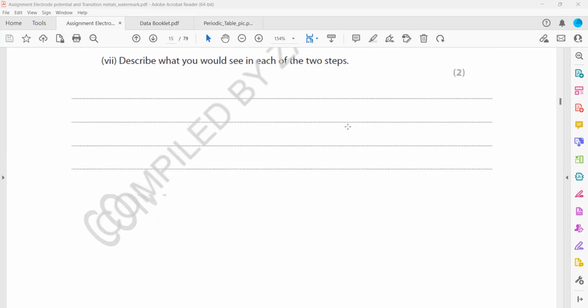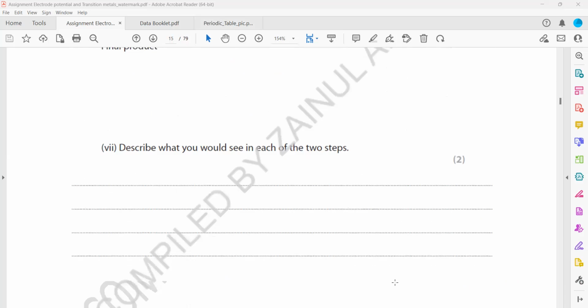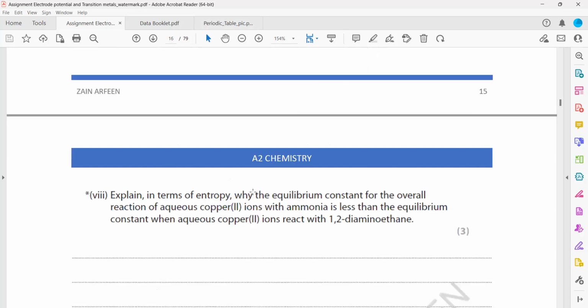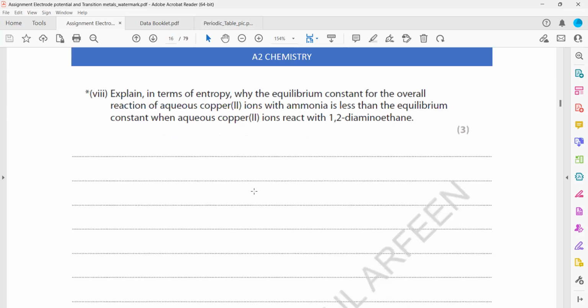Describe what you see in each of these two steps. So what we'll observe in these two steps: first, we'll observe a blue precipitate, and then in the second step, the precipitate dissolves to form a deep blue or royal blue or inky blue solution. The next part: explain in terms of entropy why the equilibrium constant for the overall reaction for aqueous copper(II) ions with ammonia is less than the equilibrium constant for copper(II) ion with 1,2-diaminoethane.